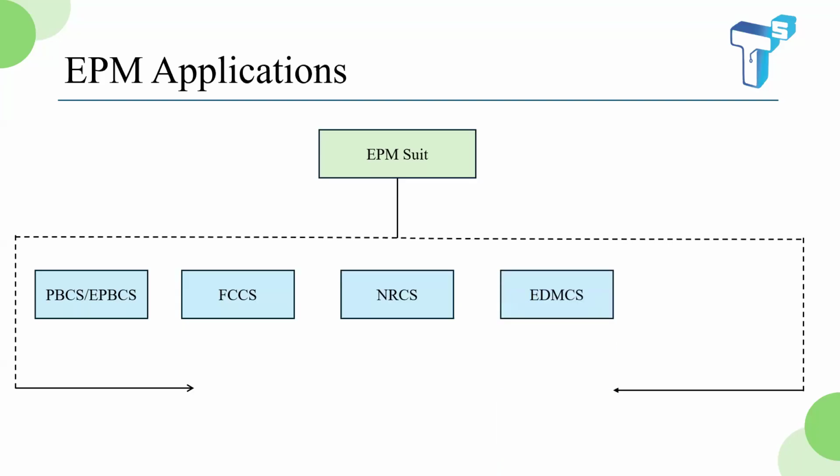Next one is the EDMCS. EDMCS is nothing but Enterprise Data Management Cloud Services. Why this is used is because, for example, there is an account called revenue in PBCS, but that account is not available in FCCS. So this revenue is called the master data. If there is any uncertainty between PBCS and FCCS, then those can be dealt with in the EDMCS application.